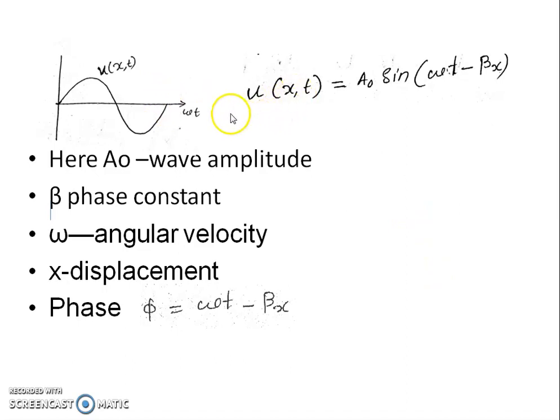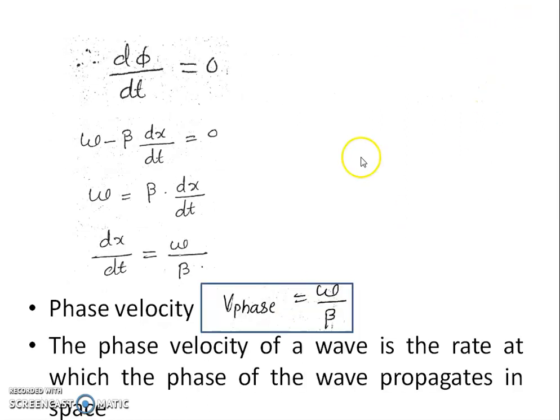So consider a wave, that is u of x, t is equal to a0 sine omega t minus beta x. This is the wave. It is propagating like this. Omega t is the time axis, and here a0 is the wave amplitude, beta is the phase constant, omega is the angular velocity, and x is the displacement. The phase phi is equal to omega t minus beta x, as shown in this equation.